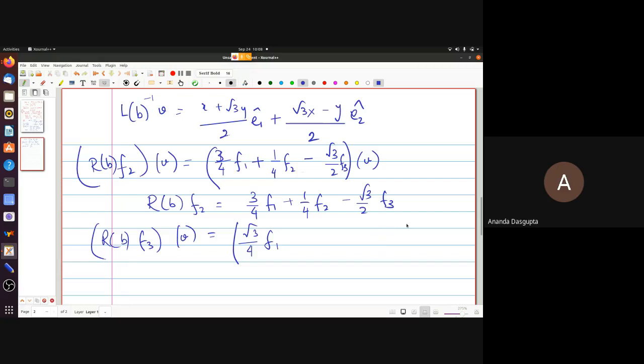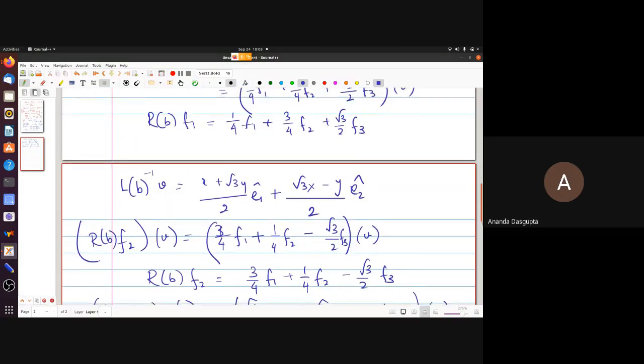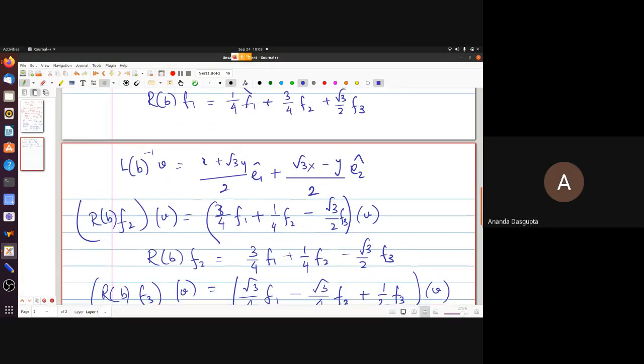So when I say root 3 by 4 F1, I mean that when I multiply them out, I'm getting root 3 by 4 x square, minus, not plus, minus root 3 by 4 F2, and then we get a product of xy type, so that's minus 1/4 plus 3/4, right? So plus half F3. I hope I've got this right. So now this is RBF1, RBF2 and RBF3.